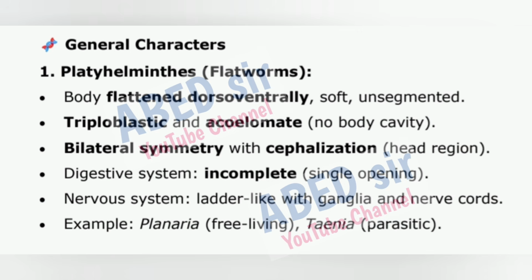General characters. 1. Platyhelminths, flatworms. Body flattened dorsoventrally, soft, unsegmented. Triploblastic and acoelomate, no body cavity. Bilateral symmetry with cephalization, head region. Digestive system incomplete, single opening. Nervous system ladder-like with ganglia and nerve cords. Example, planaria, free-living, Taenia, parasitic.